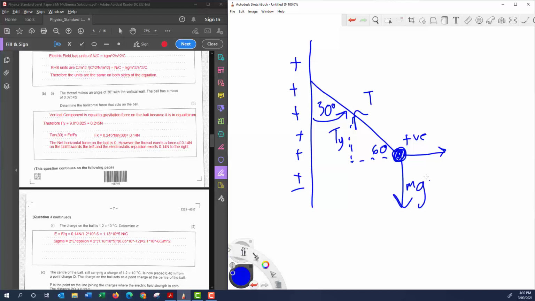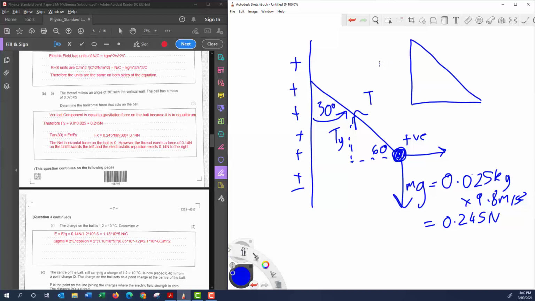Now the first step is finding the gravity, so mg. In this case our mass is 0.025 kilograms. Gravity is 9.8 meters per second squared, so that is going to be equal to 0.245 newtons. Okay, so now that I've calculated that component, I'm just going to draw this up as a triangle for a minute. I've got this triangle, and I've just figured out that this component here is 0.245 newtons. That angle in the corner is 30 degrees, and I want to know this x component over here.